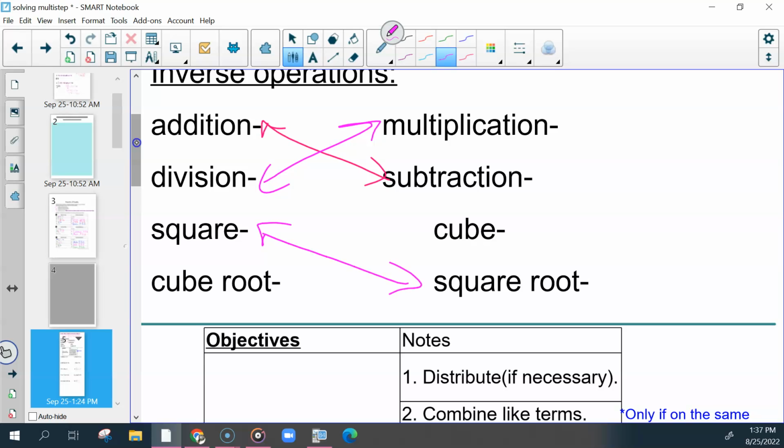So think about like 2 squared. 2 squared, or 2 times 2, or 2 to the second power is 4. If I took the square root of 4, we would get 2. So they're undoing each other.